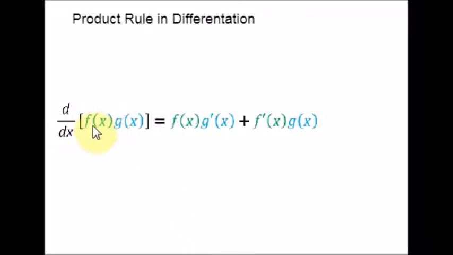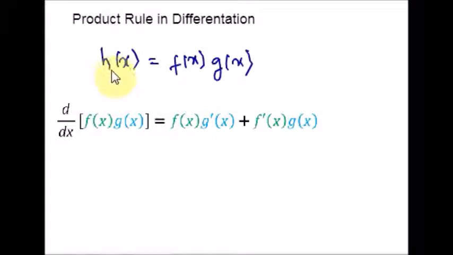If a function is f of x, please consider this function. For example, a function that is the product of two functions. Say, we can say h of x is equal to the product of f of x and g of x, a product of two different functions, where f and g are simpler functions. Then the product rule may be stated as: the derivative d over dx of f of x g of x is equal to f of x times g dash of x plus f dash of x times g of x.